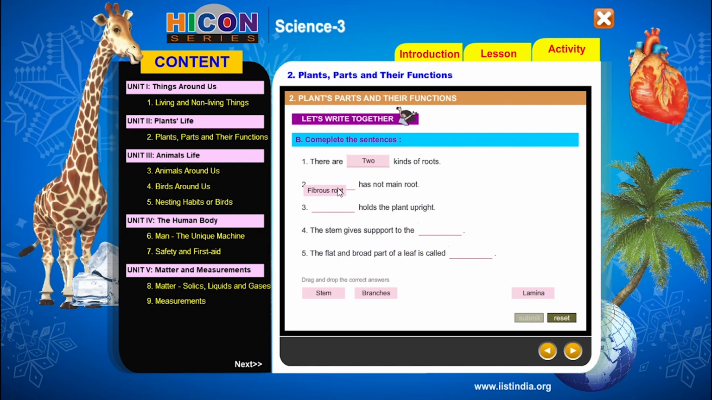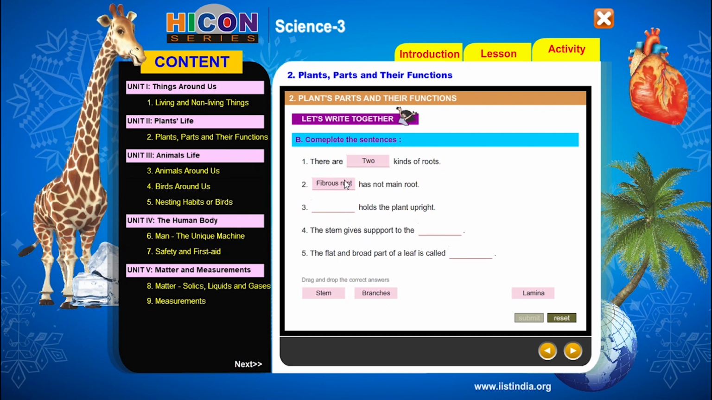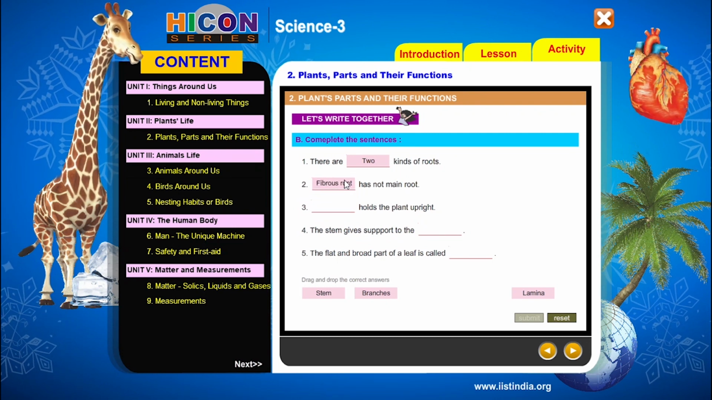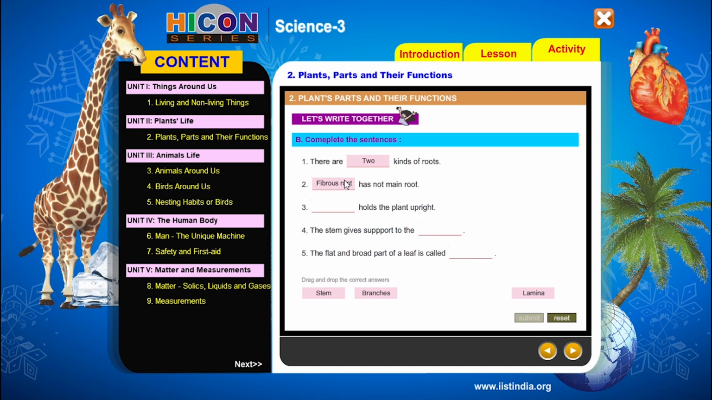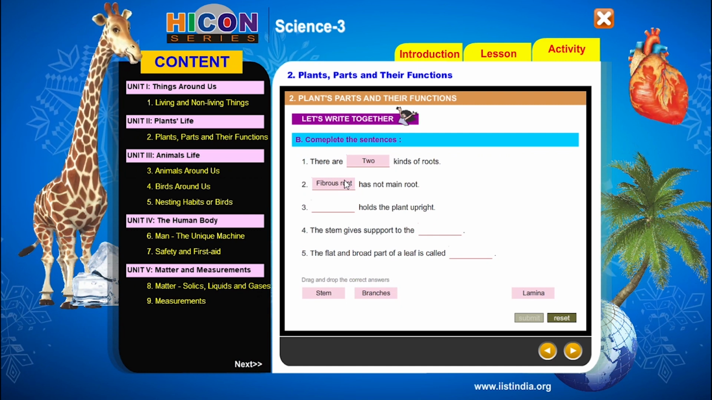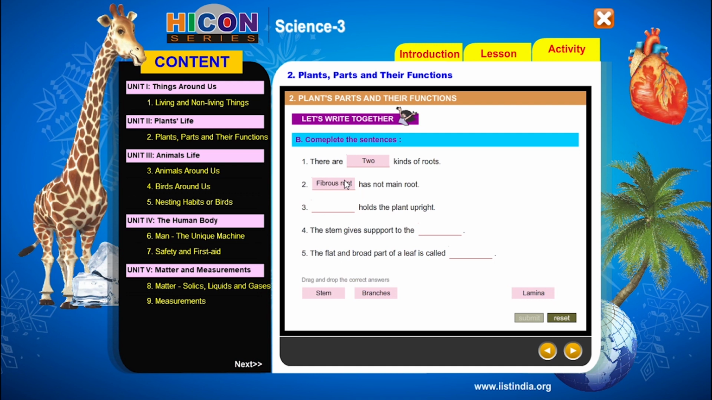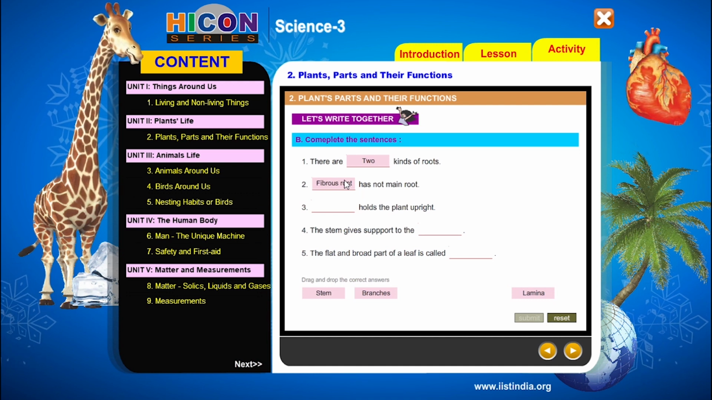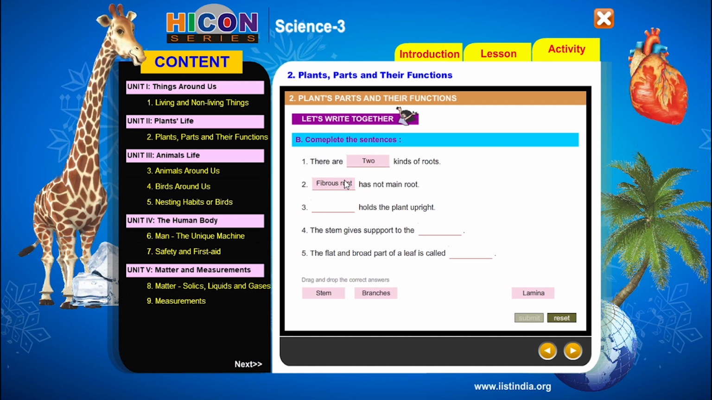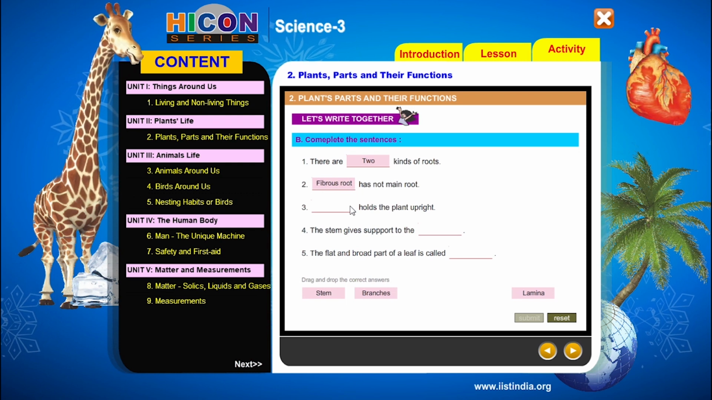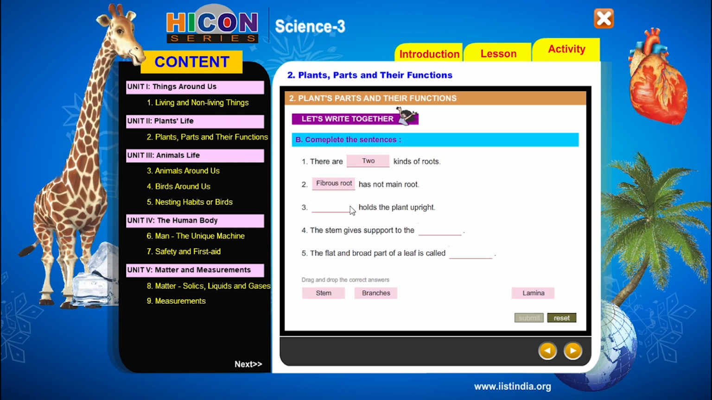So fibrous root has not main root. So the correct answer is fibrous root. So it does not have main root. So a lot of, that means a bunch of small tiny roots, attached to the bottom of the stem. So like a grass plant. Next, read the third sentence. Dash holds the plant upright.